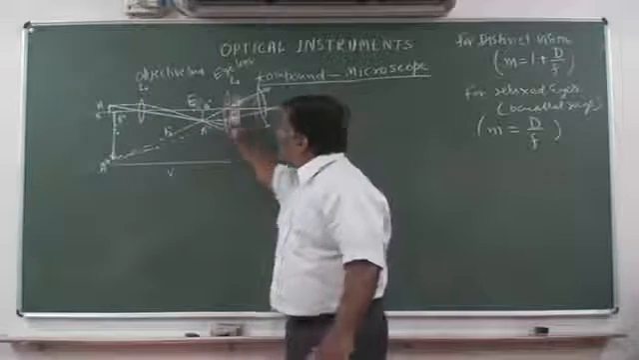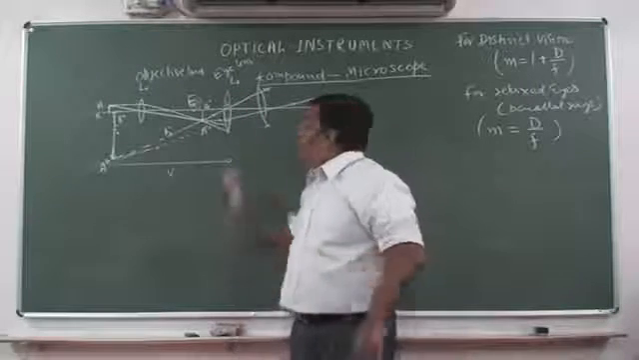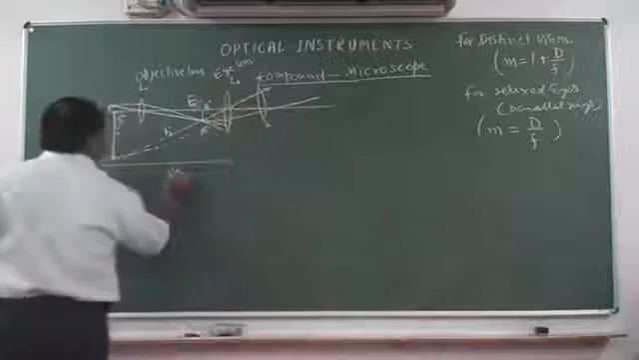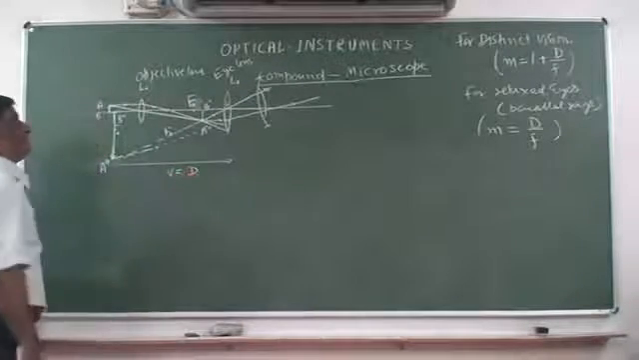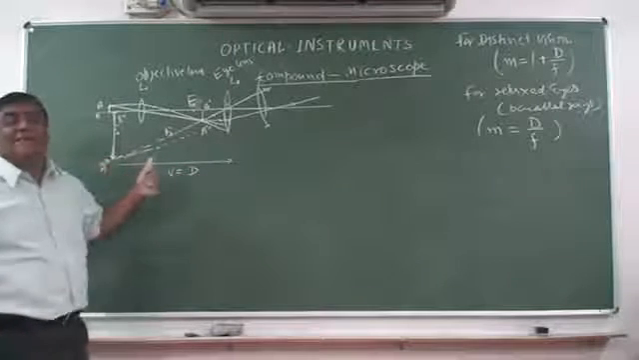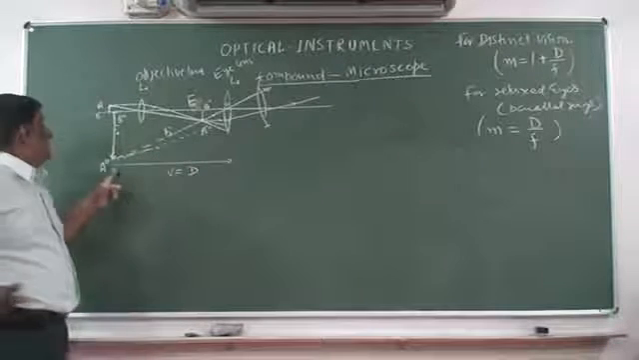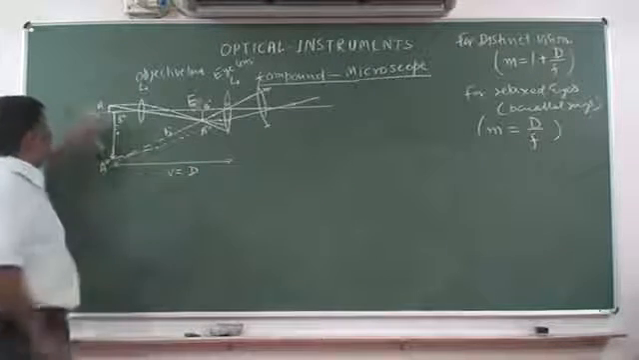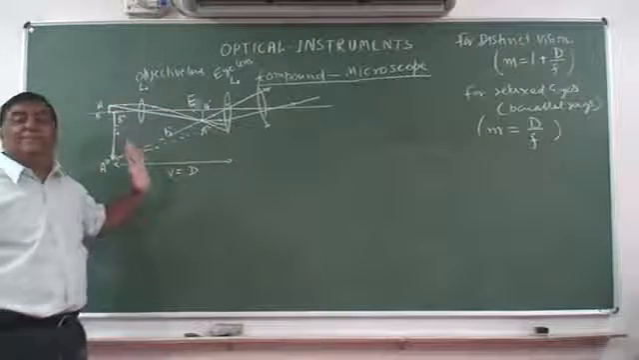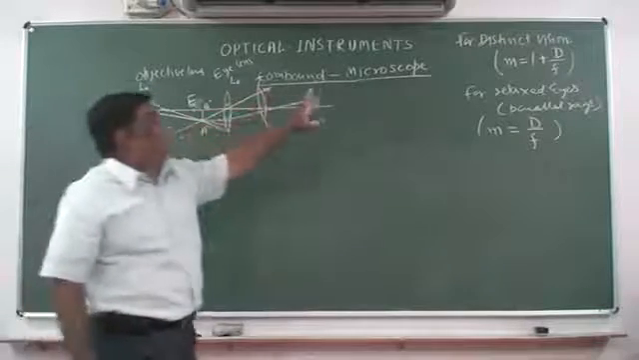Now we change this distance by trial and error. How much? We make it so much that this V becomes equal to D. Why D? Because we are able to see any image at the distinct distance, distinct vision. This is the minimum distance of distinct vision. When we make image here, we are able to see it very clearly. So this is our setting for distinct vision.